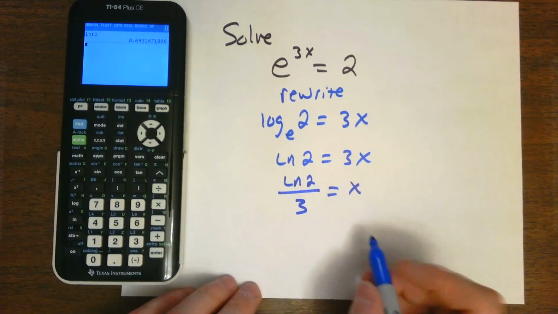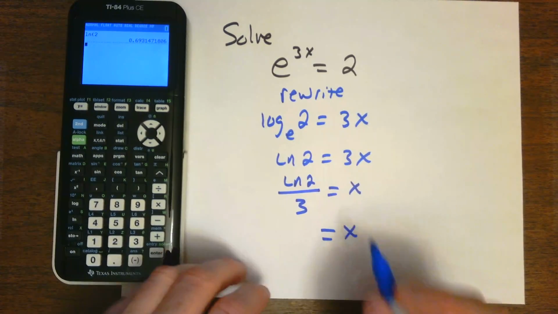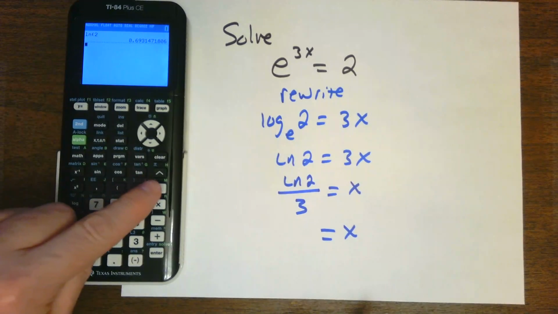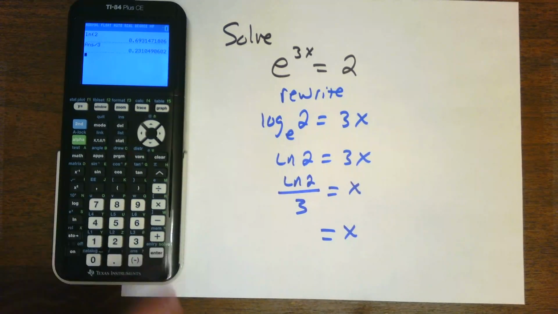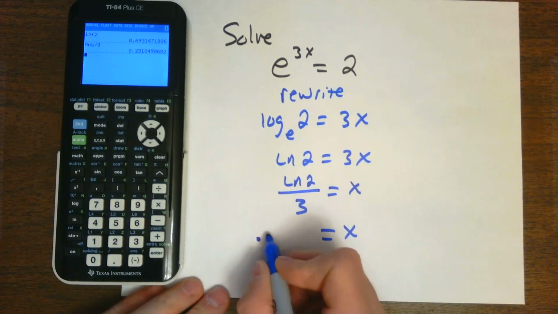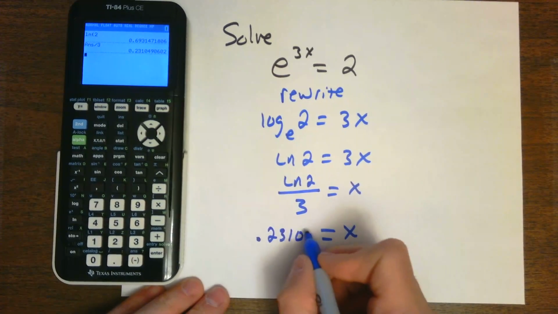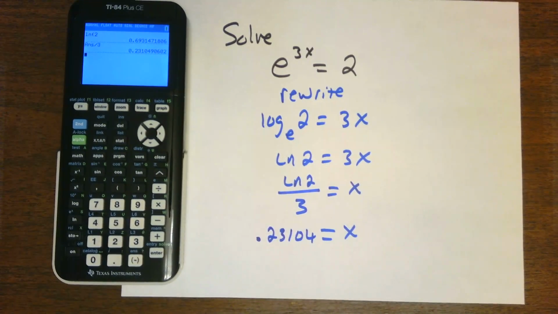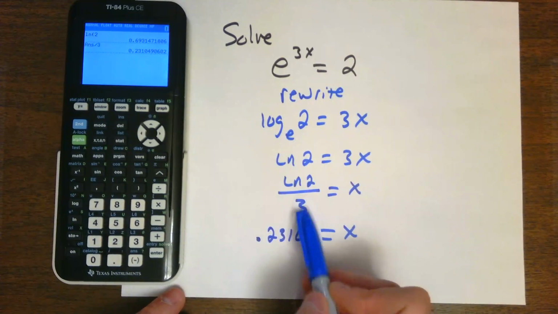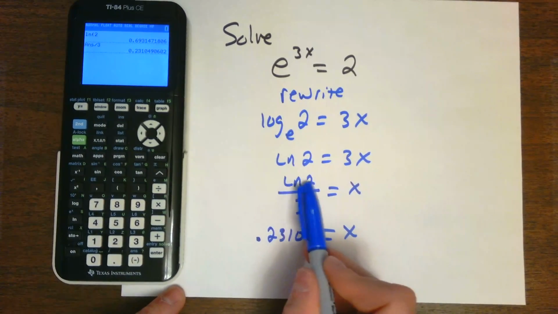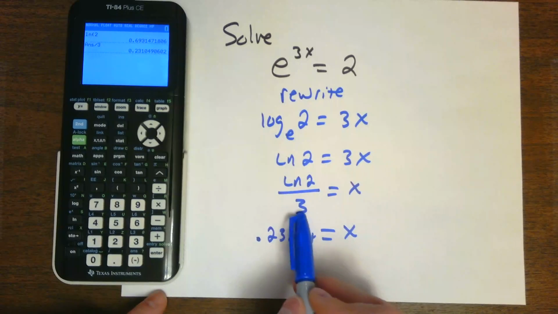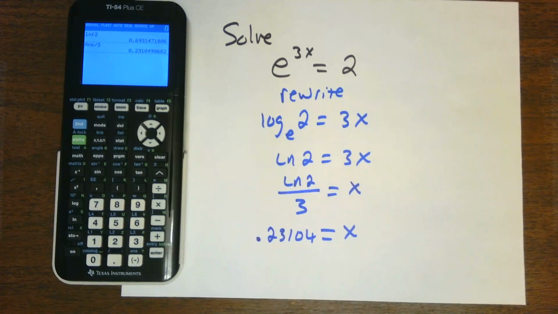Divide both sides by 3, and I get x equals the natural log of 2 divided by 3, which is approximately 0.231049, and so on. The exact solution would be natural log of 2 over 3. Natural log of 2 is some number. Do that on the calculator, and whatever you get, divide that by 3. All right, so we're not going to see any big word problems yet.